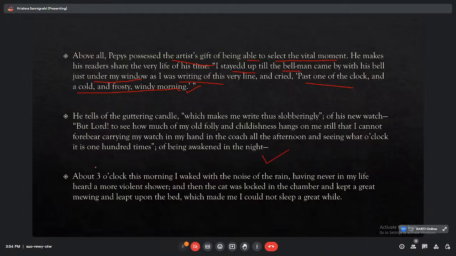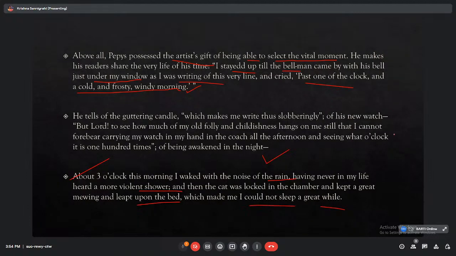So, about 3 o'clock this morning, I waked with the noise of the rain, having never in my life heard a more violent shower. And then the cat was locked in the chamber and kept a great mewing and leaped upon the bed, which made me, I could not sleep a great while.